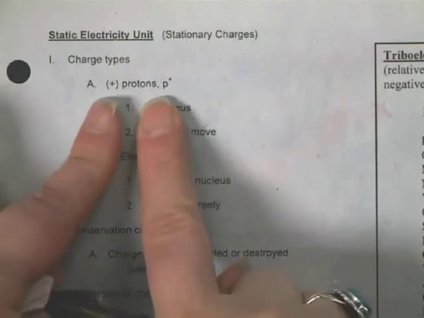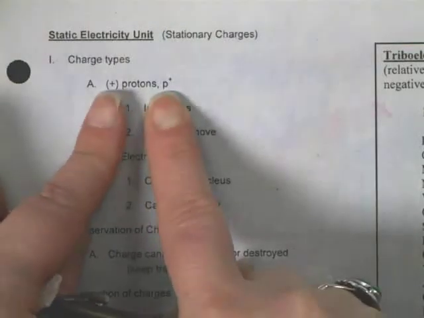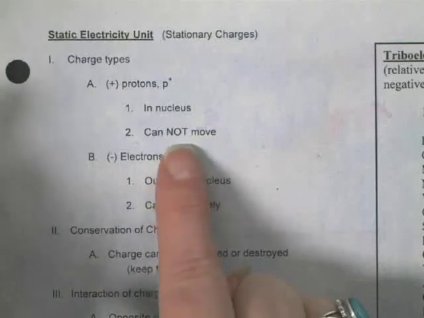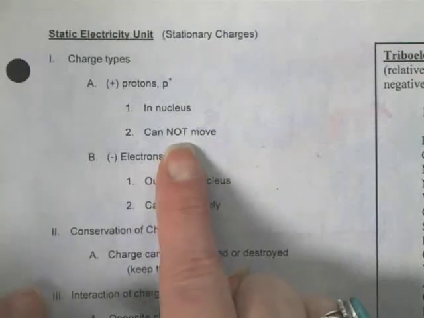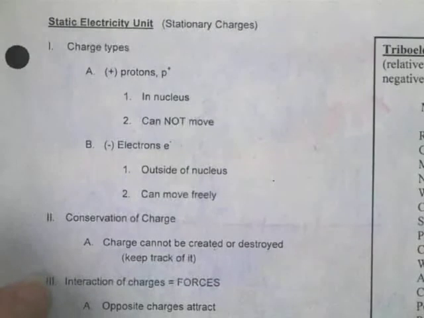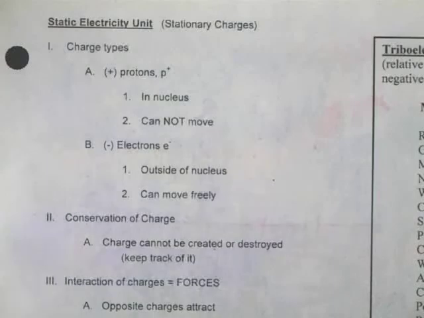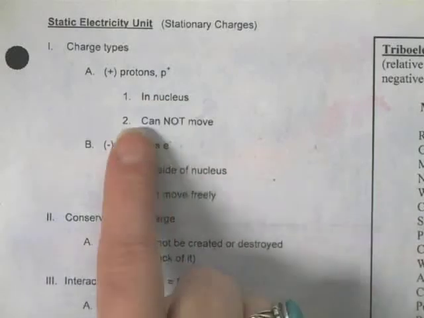Well, first of all, we've got protons, and they are the positive charges. Where do we find them? In the nucleus. Anyone know why there's this statement here, they cannot move? We don't move them. Yeah, the element itself has a classification of hydrogen or helium or oxygen because of the number of protons.